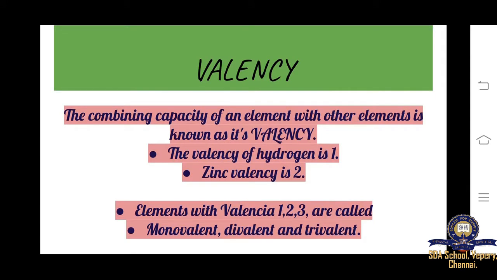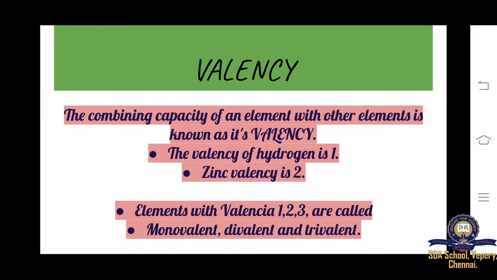Our next topic is valency. What is valency? The combining capacity of an element with another element is known as valency. For example, individually an atom cannot stay for a longer time, it can lose its energy, so it wants to be stable. That's why it combines with another atom. For this combining capacity only, we call it valency.